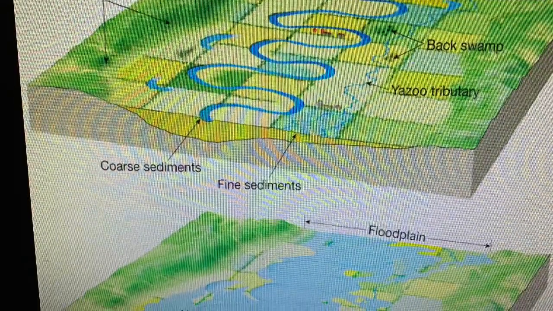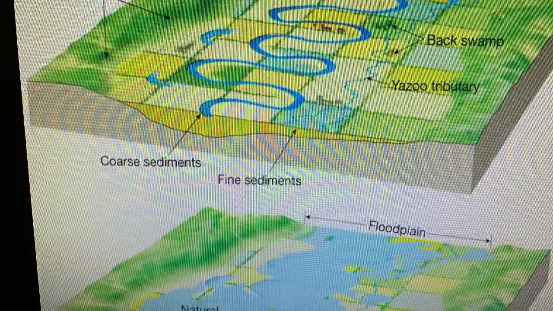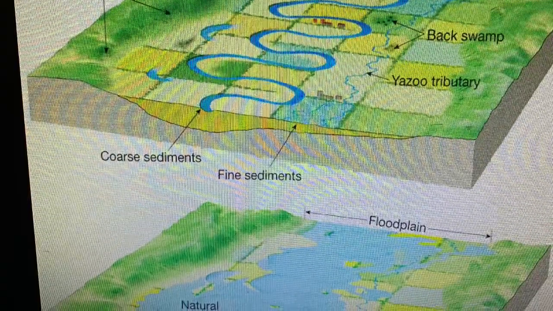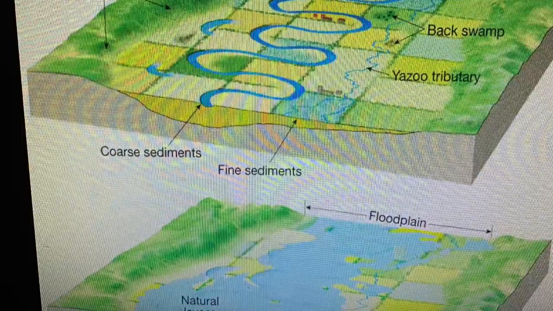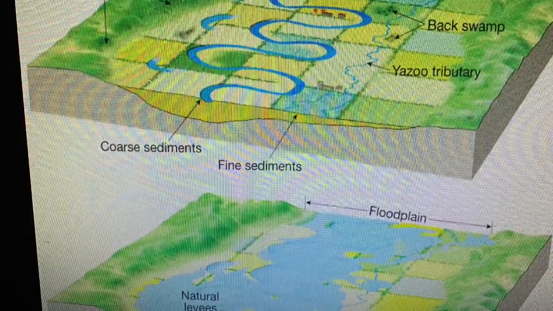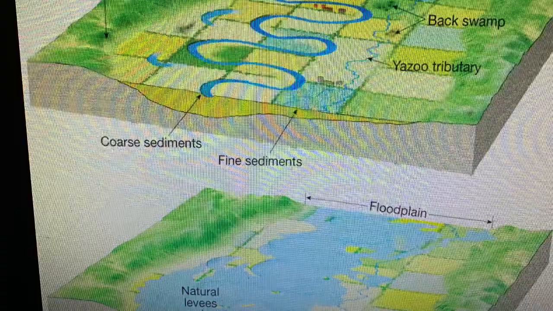Now, eventually, the river's gonna flood. All rivers flood. Large rainfall upstream, massive melting of the glacier, whatever is going on, a hurricane comes, something happens, and so you get flooding.